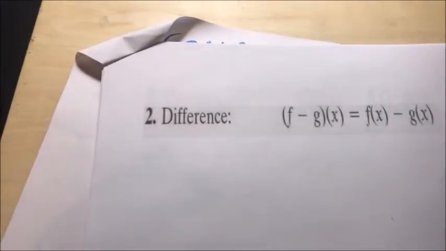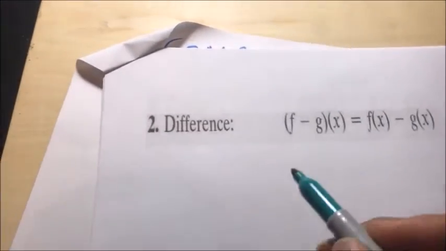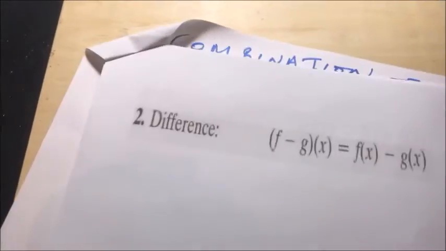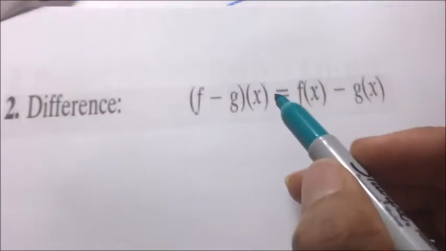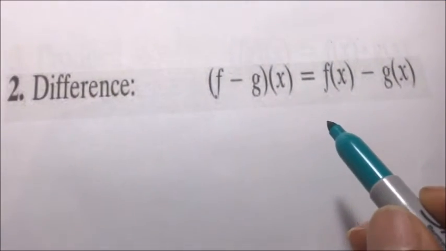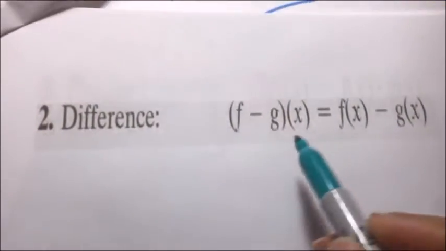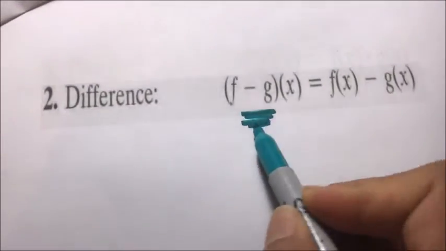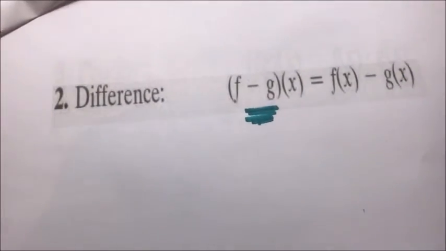we can also take the difference of two functions. So f minus g of x is f of x minus g of x. So this is a function right here. This is one function, and it's made up of these two functions.